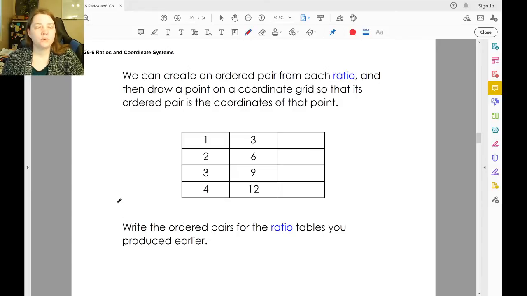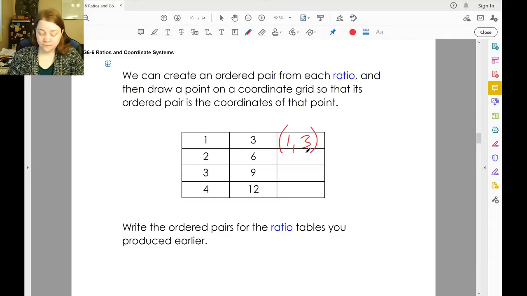We can create an ordered pair from each ratio. That's the points that we graph on the coordinate plane. Then we can draw a point on the grid, so the ordered pair is the coordinates of that point. The ordered pairs that we're going to write right now don't take any extra thing to do. It's just taking 1 to 3, and that becomes (1, 3). And you can see that I have parentheses around my ordered pair, and I have a comma separating the x and the y number.